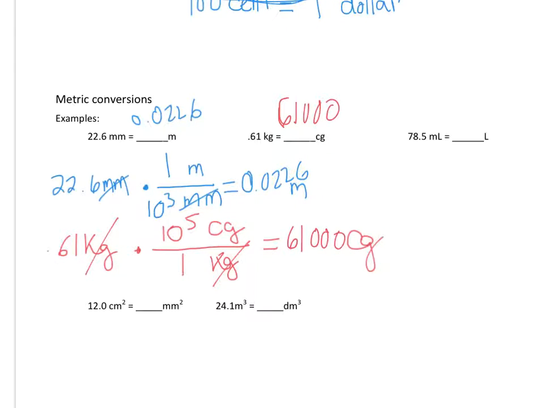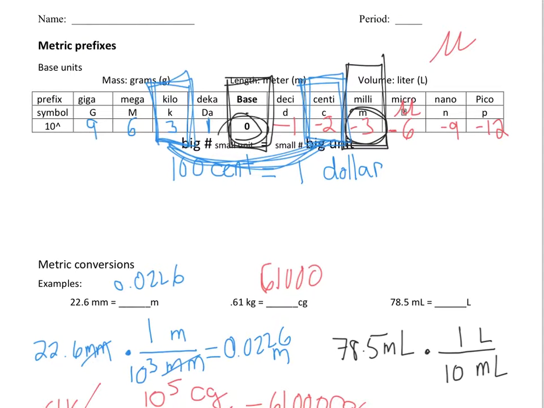All right, last one here. 78.5 milliliters. I want to convert that to liters. I'm going to write down what I have: 78.5 milliliters. Conversion factor. On the bottom, I'm going to put milliliters so they cancel. On top, I'm going to put liters because that's what I want. I compare liters with milliliters. Which one's the bigger unit? My bigger unit is liters, so I'm going to put a 1 next to that. Then next to milliliters, I'm going to put 10 to some positive power. Let me go back up here to see what my positive power is.